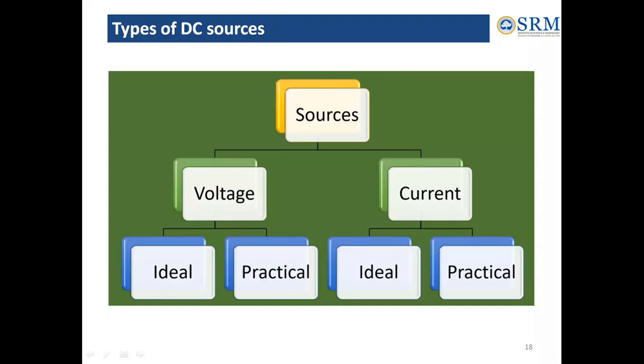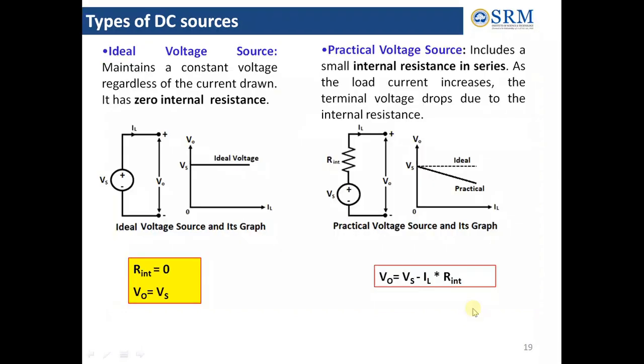Now we are going to see the types of DC sources. There are two sources. One is a voltage source and the other is a current source. Both of them can have two types: one is ideal and the other is practical. There can be an ideal voltage source, a practical voltage source, similarly an ideal current source and a practical current source. We are going to see all these things now.